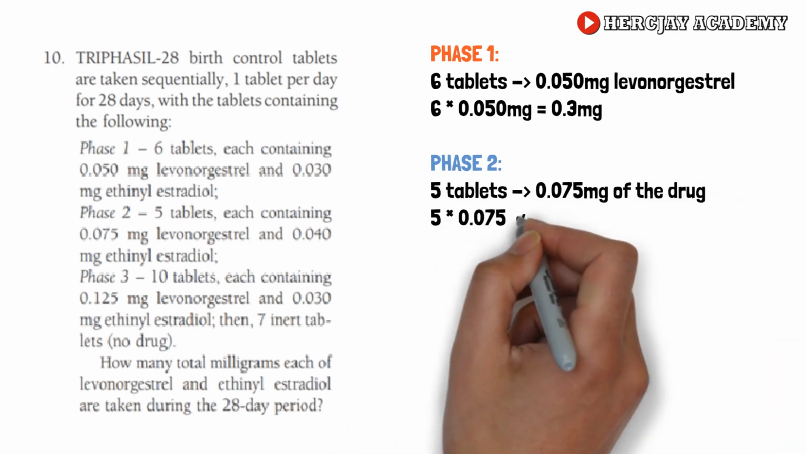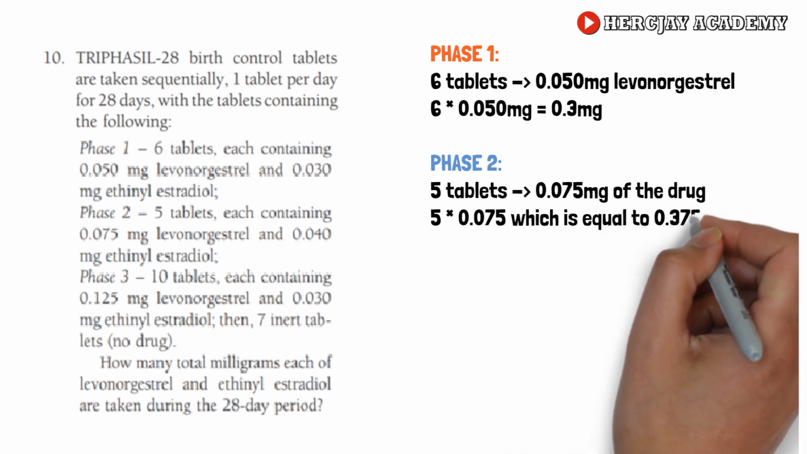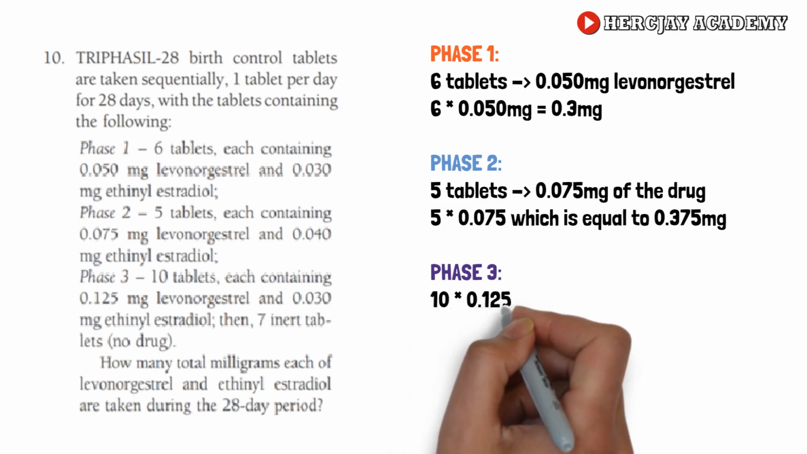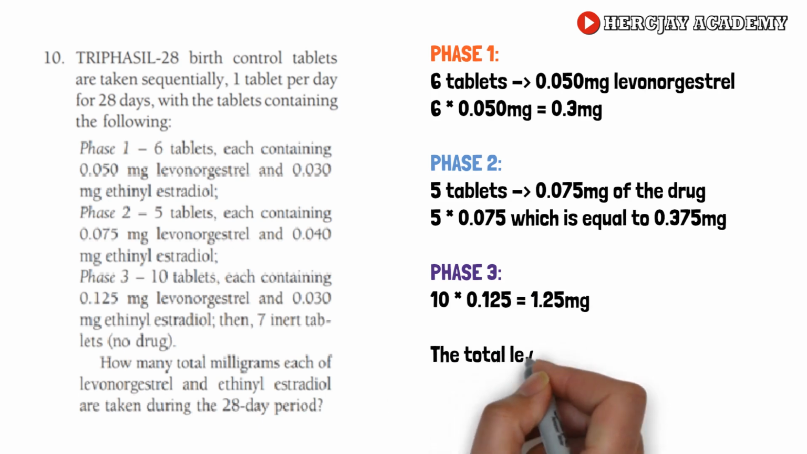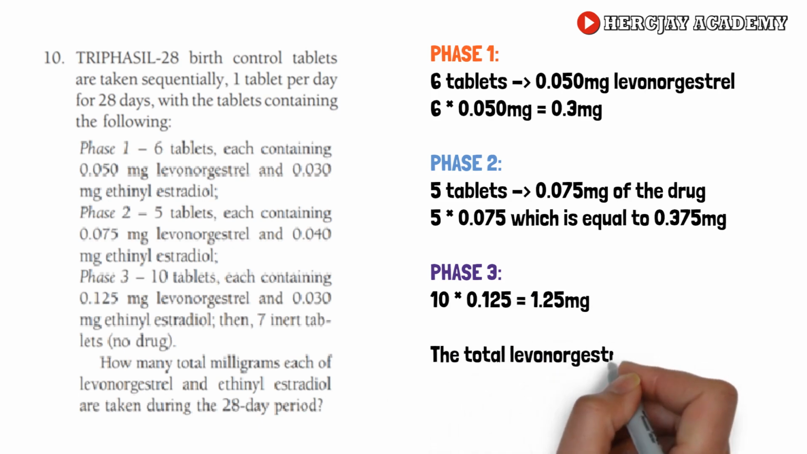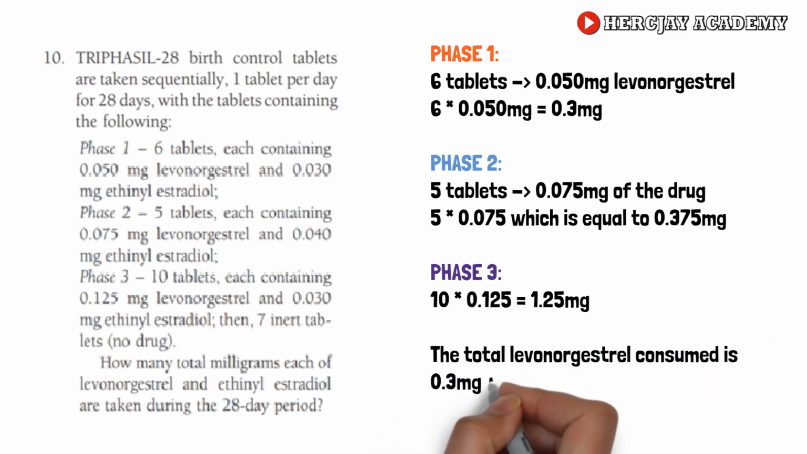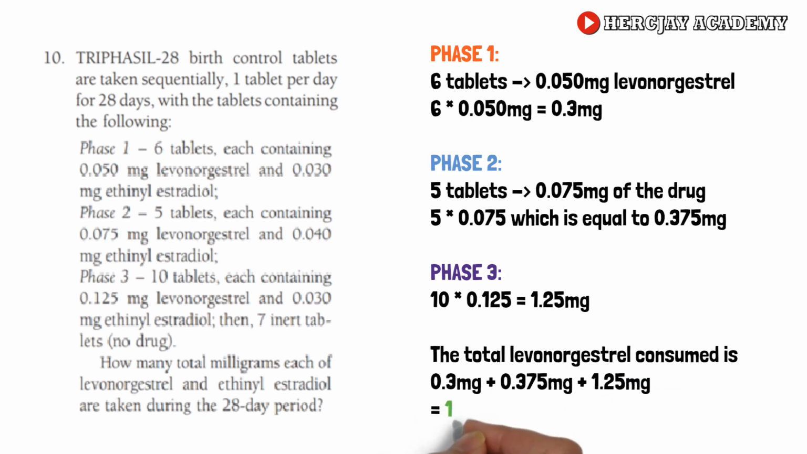Hence, we have 5 times 0.075, which is equal to 0.375 milligrams. In phase 3, we have 10 times 0.125, which is equal to 1.25 milligram. The last 7 tablets consumed contained no drug, so we are not using that in this calculation. The total levonorgestrel consumed is 0.3 milligram plus 0.375 milligram plus 1.25 milligram, which is equal to 1.925 milligram.